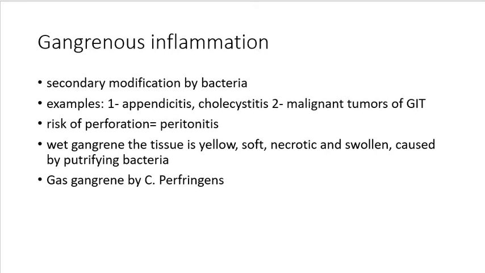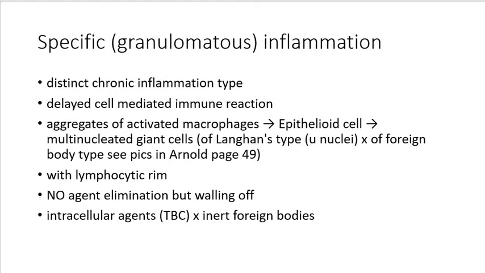But in gas gangrene, we've also heard about this in microbiology. It's caused by Clostridium perfringens mostly. What is essential is it's mostly accompanied by necrosis. To slightly also brush over specific inflammation, it's granulomatous, and it's a distinct chronic inflammation type. There is a delayed cell-mediated immune reaction here.